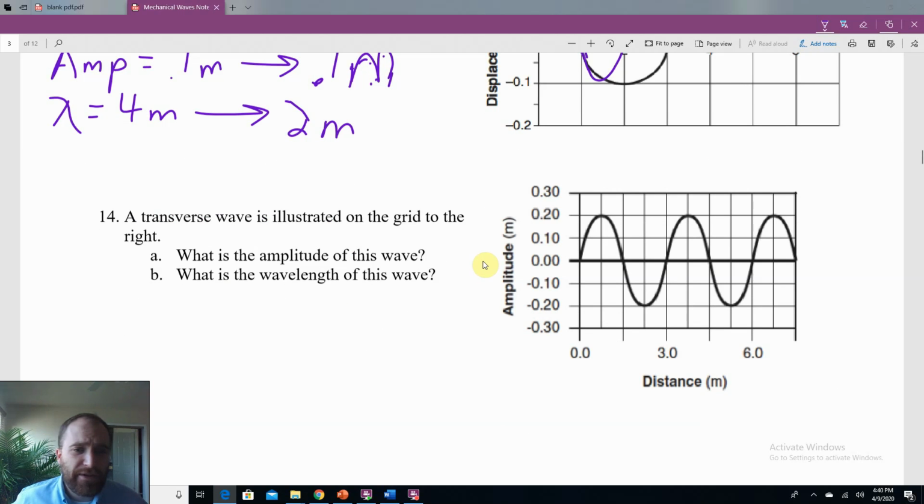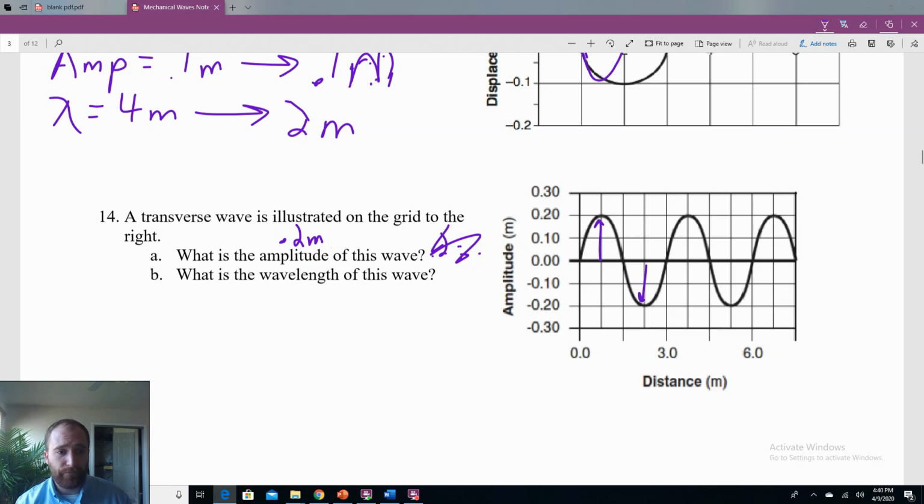The transverse wave is illustrated on the grid to the right. What is the amplitude of this wave? So the amplitude, remember, is how high up it goes and how far down it sinks. It's from how high the crest is to how low the trough is. So the amplitude, reading this, I'm hoping you just went with 0.2 meters. And that's it. I'm just getting that from this. That's how high it goes, that's how low it goes.